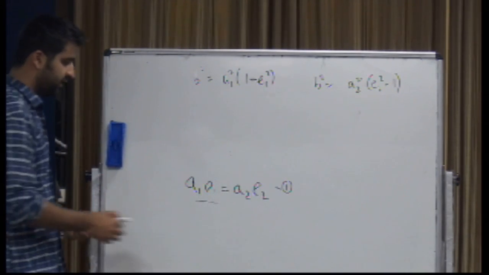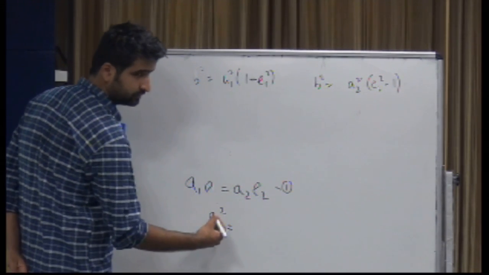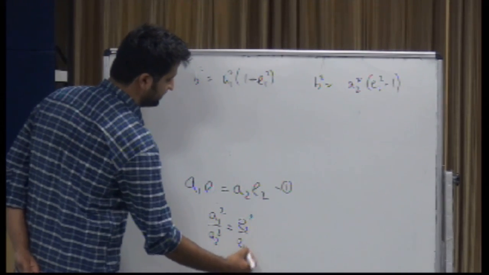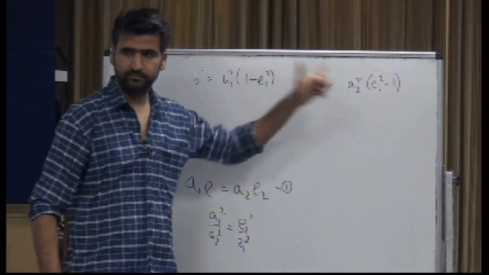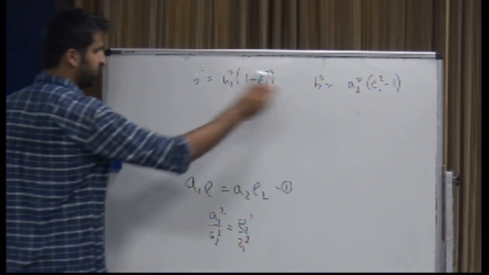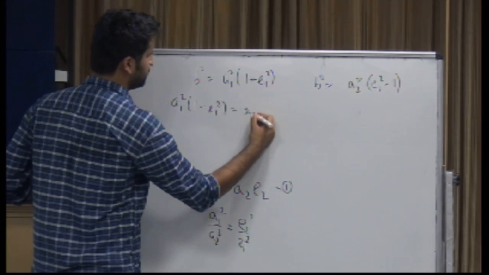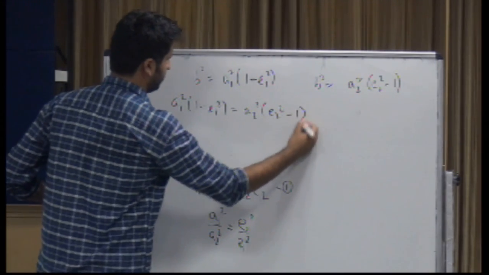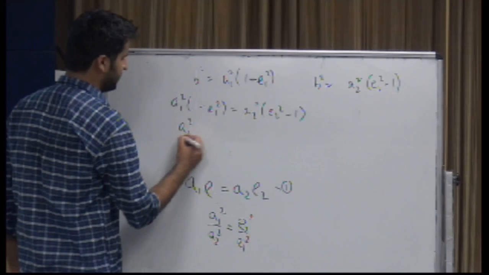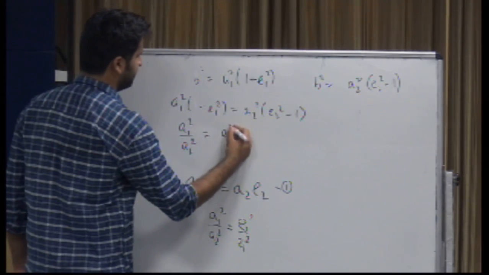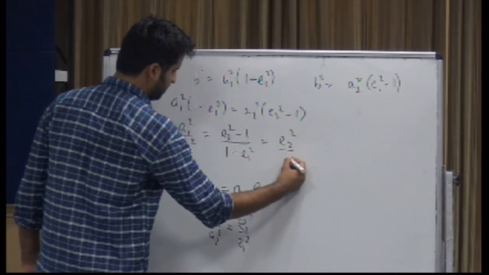So from here we get A1 square upon A2 square is equal to what? A2 square upon E1 square. Why did I take the ratio of A1 upon A2? Because I can get the similar ratio from here. Can you see this? So if you equate these two, you will get A1 square 1 minus E1 square is equal to A2 square E2 square minus 1. Okay. So if you calculate the value of A1 square upon A2 square, this is E2 square minus 1 upon 1 minus E1 square, and this is also equal to E2 square upon E1 square.